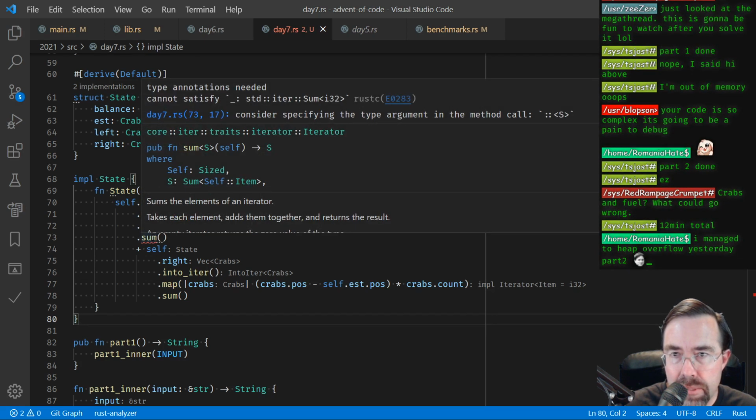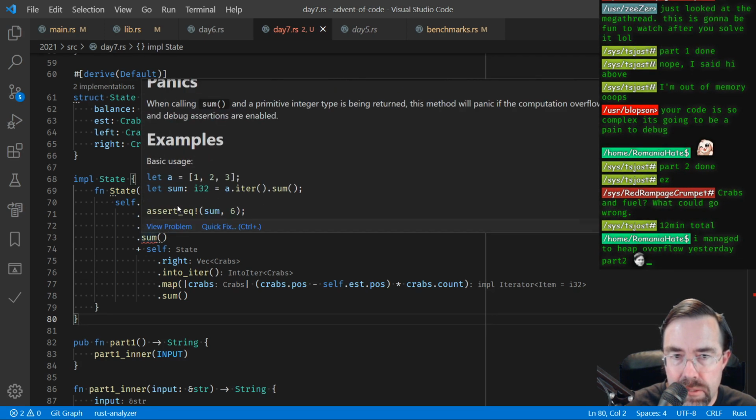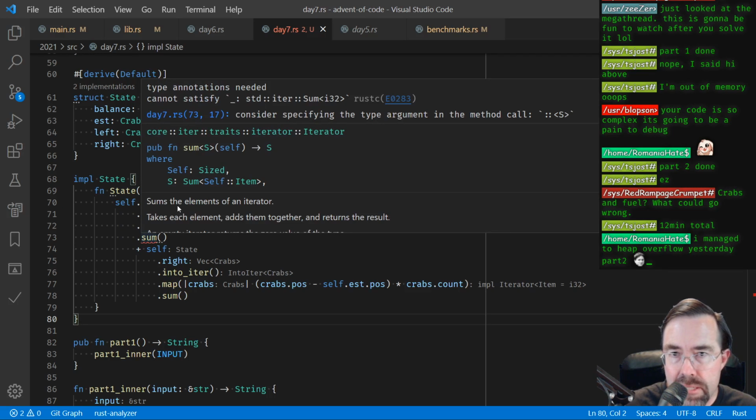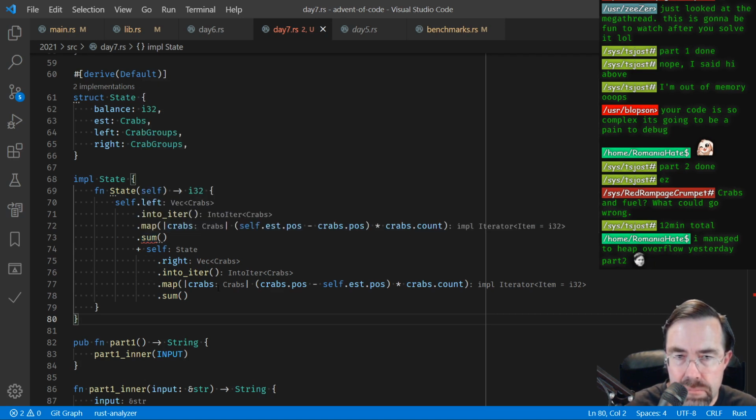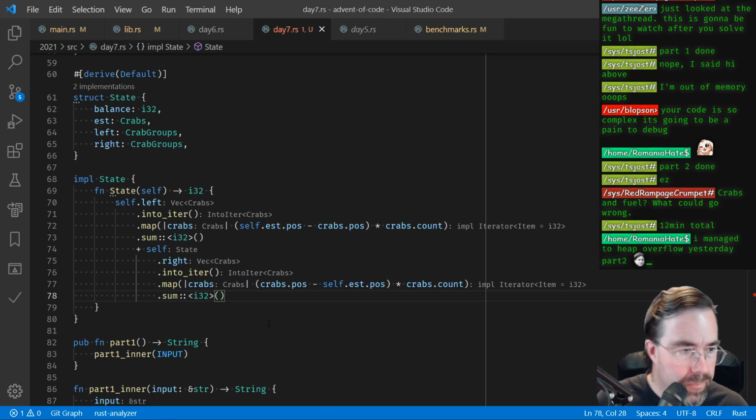Sum didn't work because of why? Can't satisfy for iteration of sum of I32s. Consider specifying the type argument. Iterator of I32s. I thought sum would... Do I need to actually say I32? That's odd. You would think sum would just know the type.